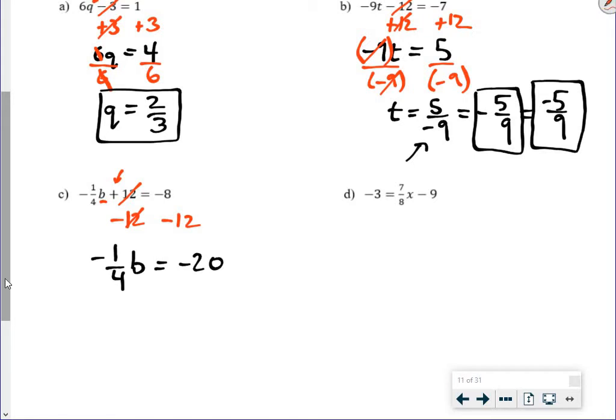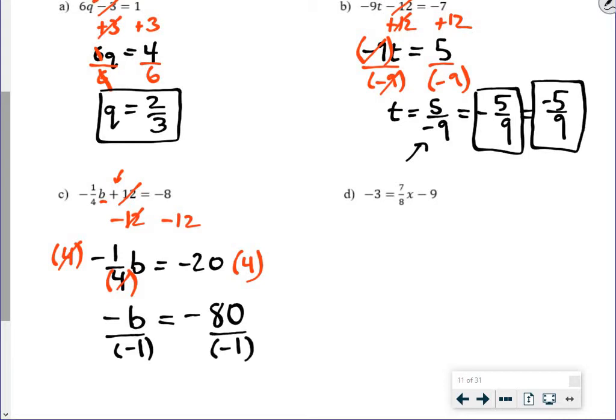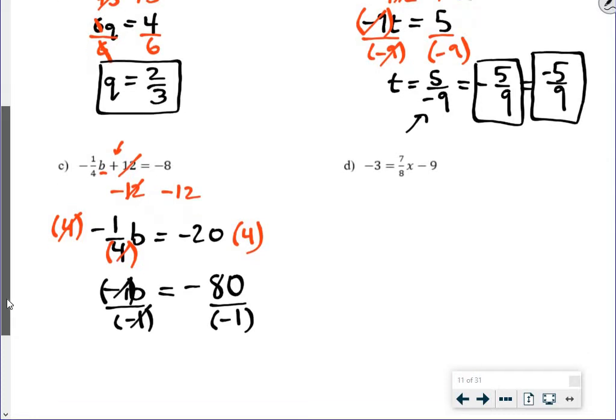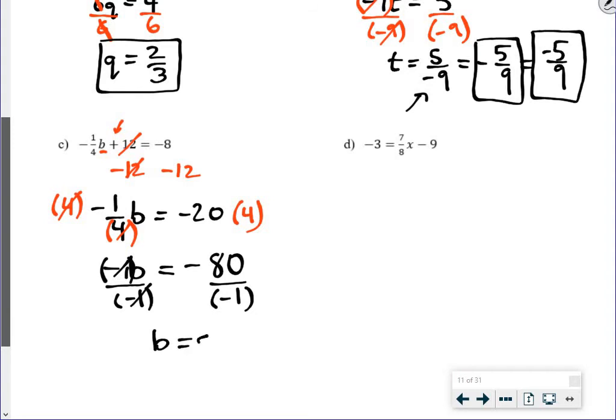Okay, next I can get rid of the 4, if you like. The opposite of dividing by 4 is multiplying by 4, so multiply 4 on both sides. 4 divided by itself is 1. What remains on the left is negative 1b, or just negative b. Negative 20 times 4 is negative 80. And if I divide both sides by negative 1, negative 1 divided by itself is just positive 1. And negative 80 divided by negative 1 is positive 80. So b is positive 80.